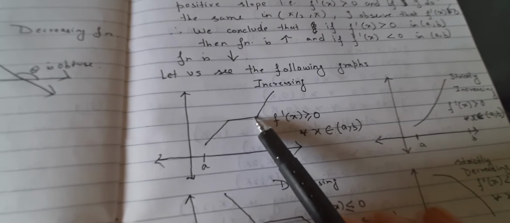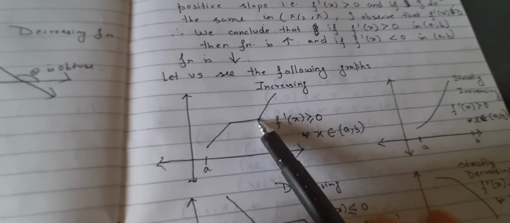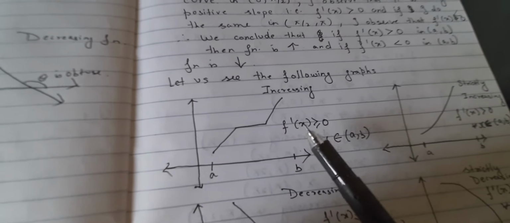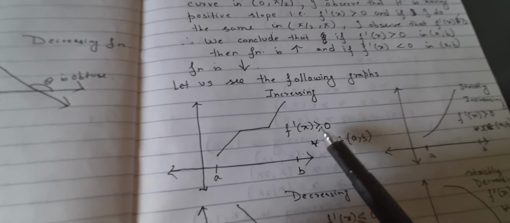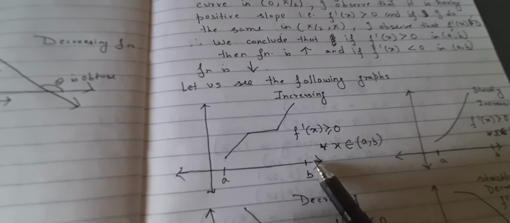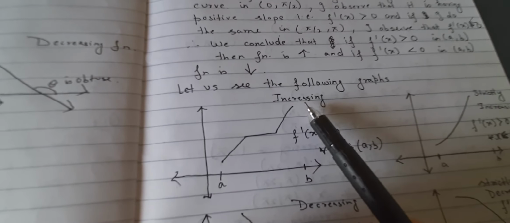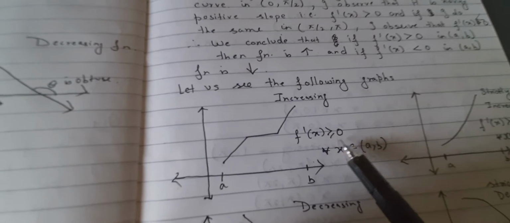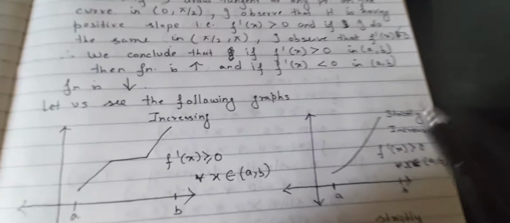Where it is constant, the value of f dash x will become 0 at those points. So you can say that f dash x is greater than or equal to 0 for all x belonging to this interval AB. So we call it an increasing function when f dash x is greater than or equal to 0. What about this case?